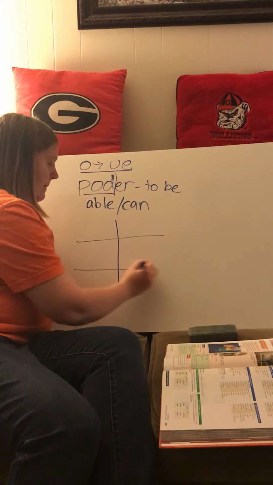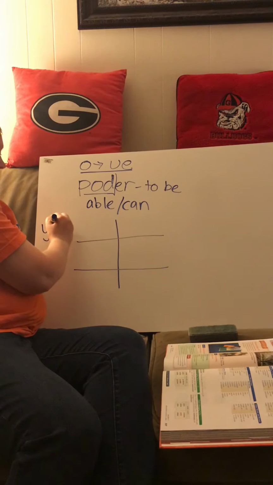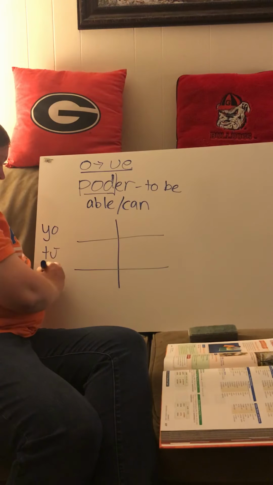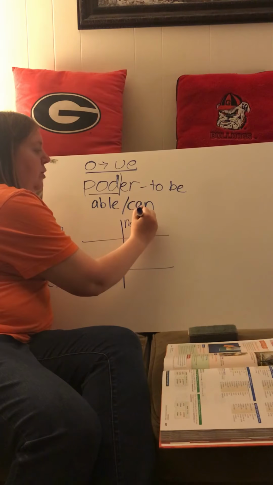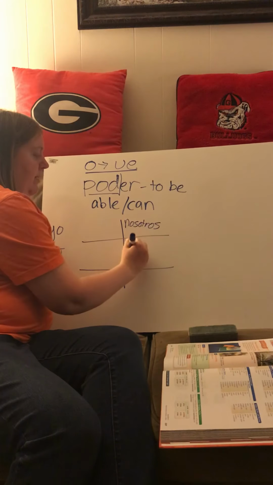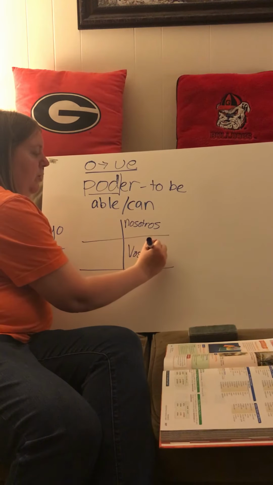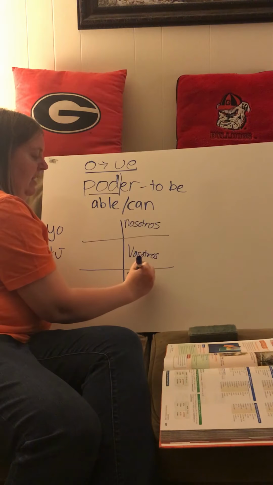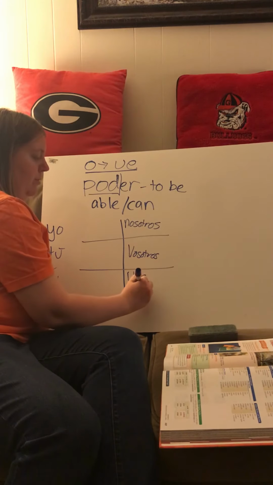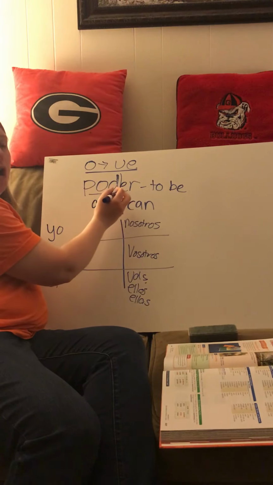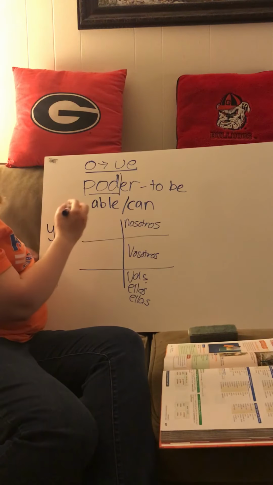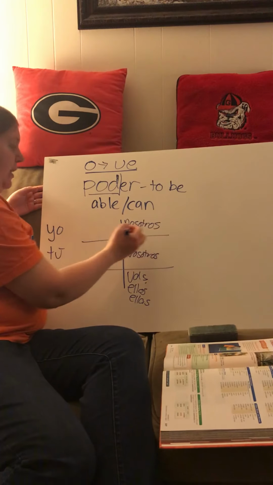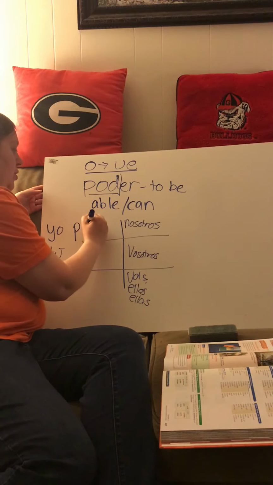Okay. All right. We've got yo, tú, él, ella, usted, nosotros, vosotros, ustedes, ellos, ellas. Okay, so the pod changes to pued, okay, the O to UE, in all the forms except for these two. So it looks like this.